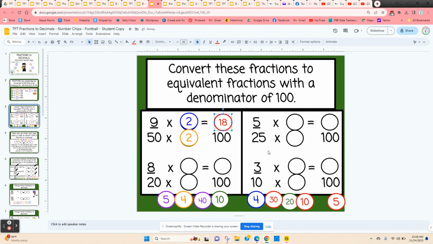Same thing with the other 3 problems. Here they know they have to multiply by 4 to get 100. They're going to multiply the numerator and denominator by the same number, and that gives them an equivalent fraction of 20 hundredths, and so on.